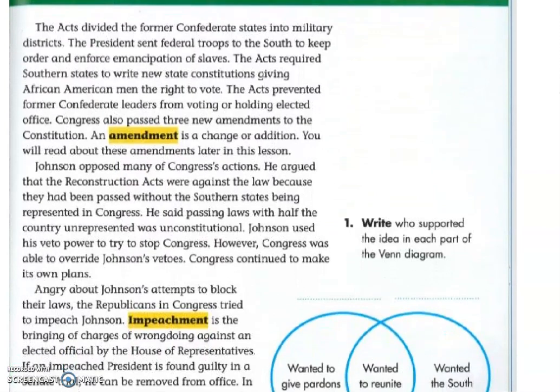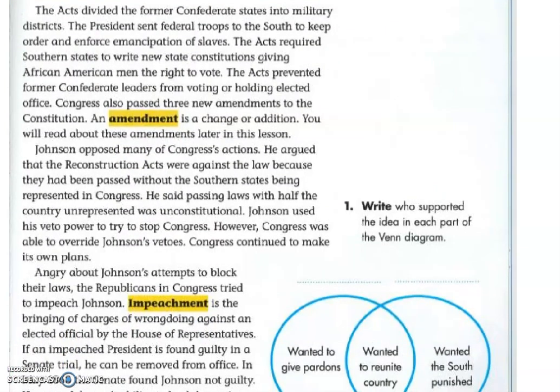The acts divided the former Confederate states into military districts. The president sent federal troops to the South to keep order and enforce emancipation of slaves. The acts required Southern states to write new state constitutions giving African American men the right to vote. The acts prevented former Confederate leaders from voting or holding elected office. Congress also passed 3 new amendments to the Constitution. An amendment is a change or addition. You're going to read about these amendments later.